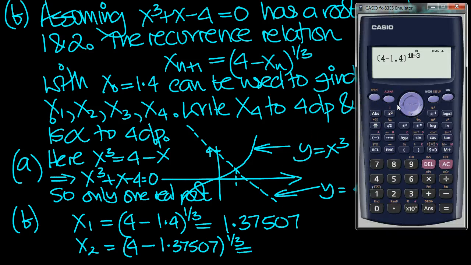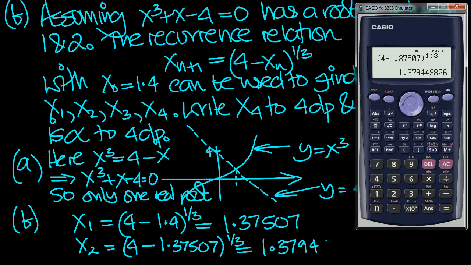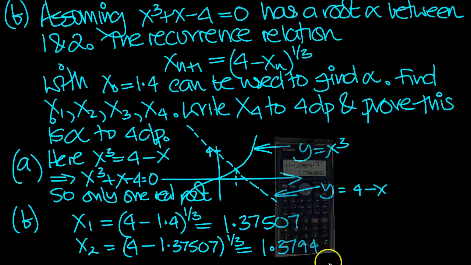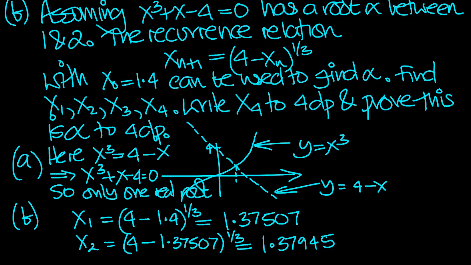So this time it will be 4 minus 1.37507, which equals 1.37945. So that's x2.